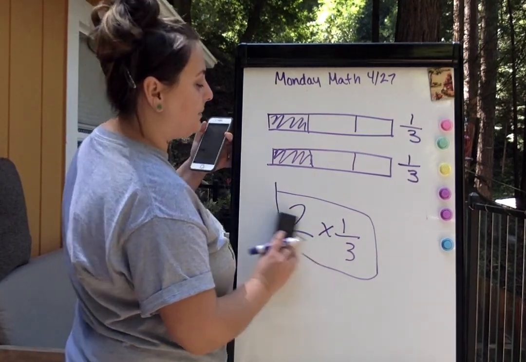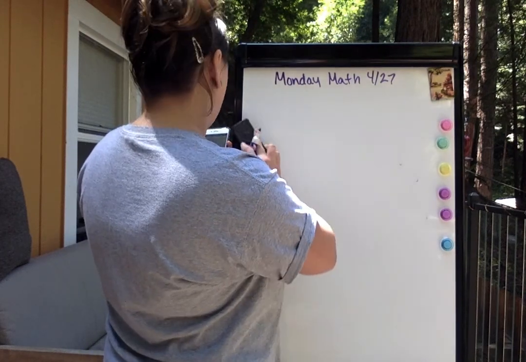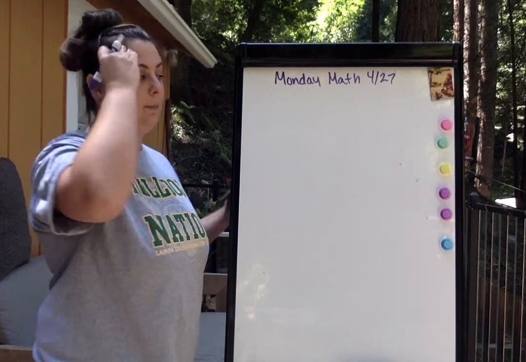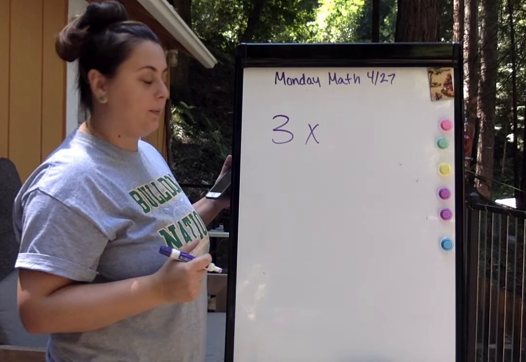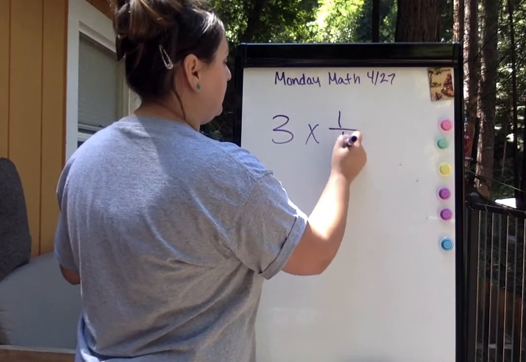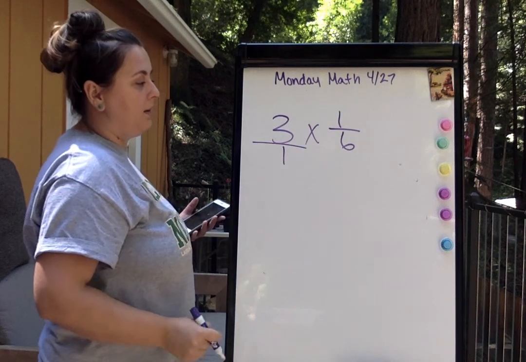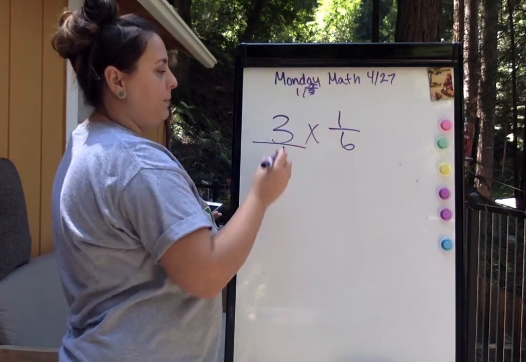All right, last problem. Ooh, we're doing good on time. It's going to be another find the product. Now, product, I want you to think multiply. So whole number 3 times 1/6. And the way you turn this into a fraction is by putting a 1 under it, right? Because 3 divided by 1 is 3, giving us a whole number 3.